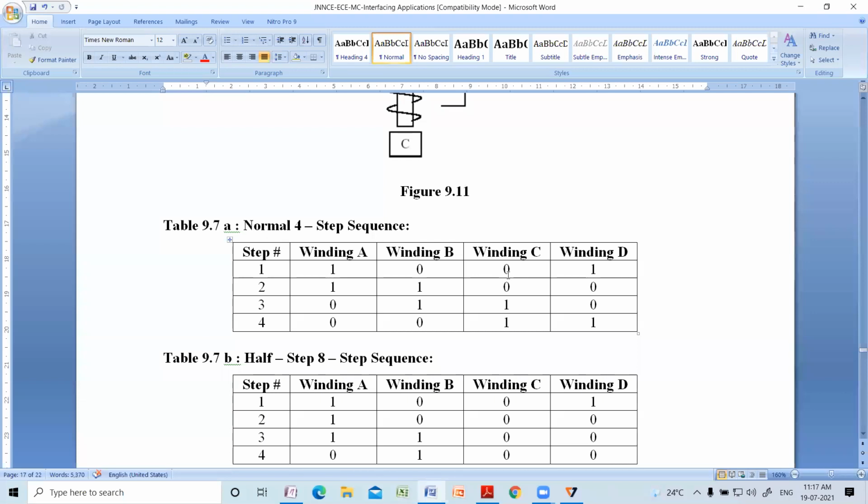Next, winding A and winding B. Next, winding B and winding C. Next, winding C and D. It's just a rotation, that's all. It's just a 1-bit circular right rotation.